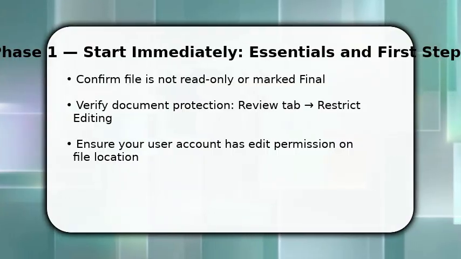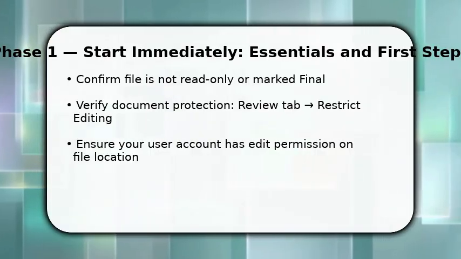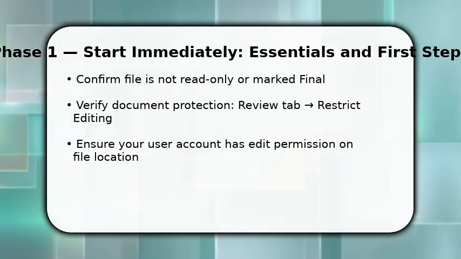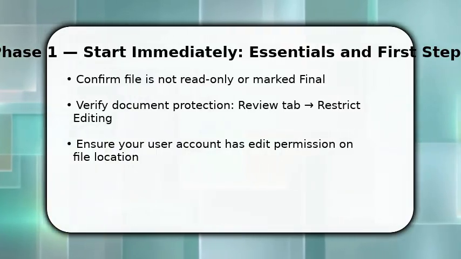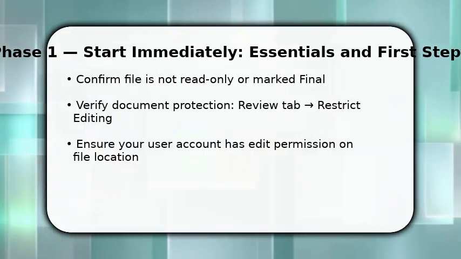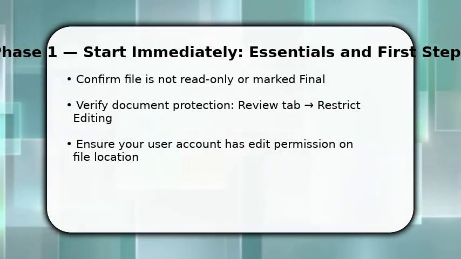You start by confirming file-level restrictions. Open the document and look for read-only or final status, because Word locks selection when it detects protected files. Once done, go to the Review tab and tap Restrict Editing to see if selection or formatting is limited. Remove protection if you have the password.